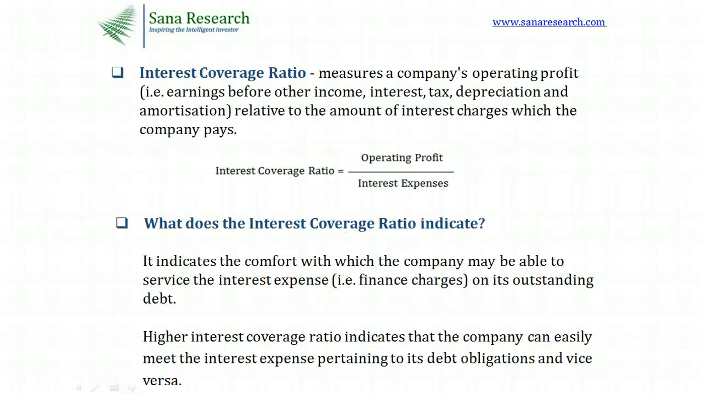The interest coverage ratio measures a company's operating profit relative to the amount of interest charges which the company pays. Interest coverage ratio is fairly simple to calculate. It is operating profit divided by interest expenses. And what does the ratio indicate? Well, it indicates the comfort with which the company can meet its interest obligations towards its debt holders.